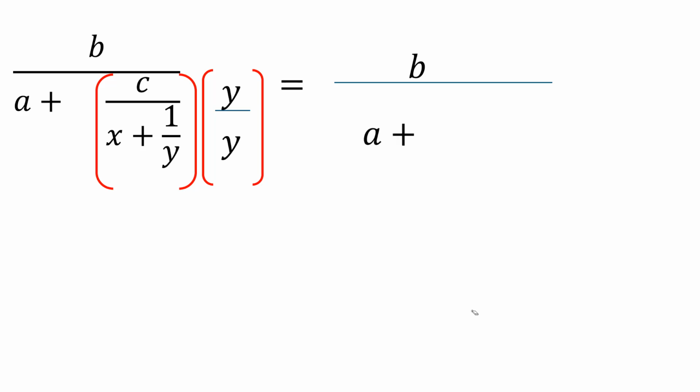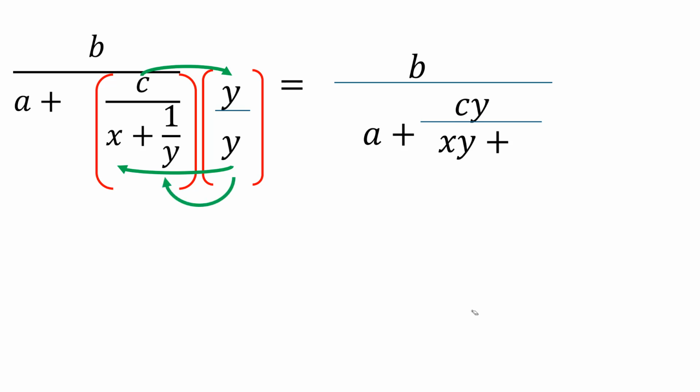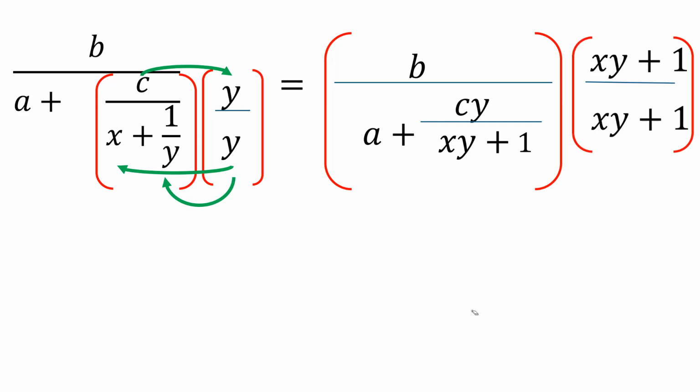Now I just need to multiply these two things together. So c times y is cy. And then in the denominator, we're multiplying y times x to get xy. And when we multiply y by 1 over y, we get 1. So that's what we have. Now we have simplified the fraction to where it only has one fraction left in it. And so we're going to multiply the top and the bottom of this whole big fraction by that denominator xy plus 1. And when we do that, we will end up with a simple fraction.